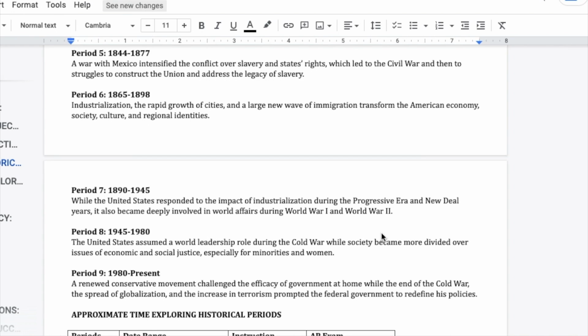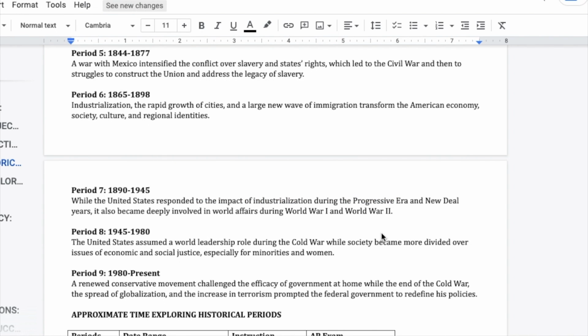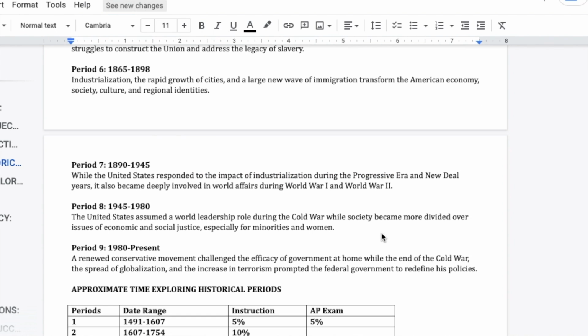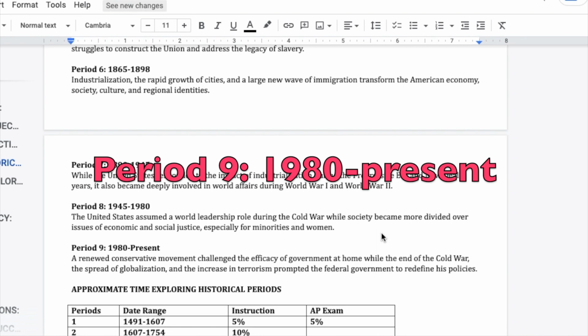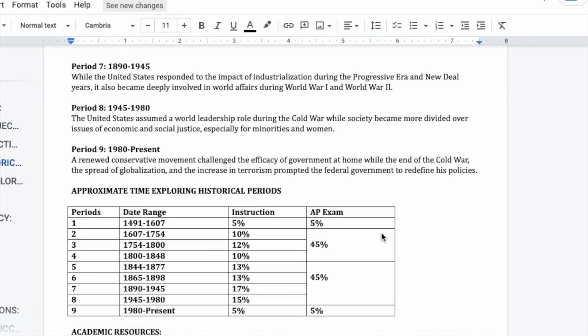Period 8 would be 1945 to 1980, so the end of World War II, the beginning of the Cold War, up until the 1980s, or the election of President Reagan. And period 9, the final period, is from 1980 to present, which is marked by the election of Ronald Reagan, which is a renewed conservative movement. And theoretically, the class ends present day.